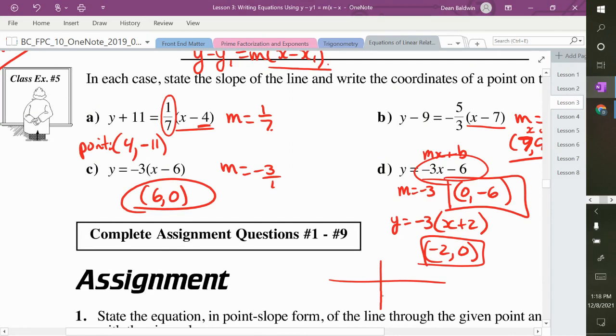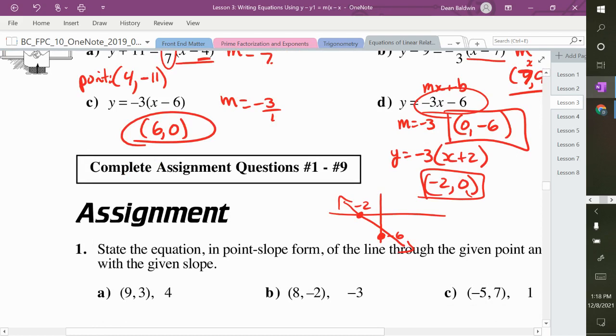you have a y-intercept of negative 6. And if your y value is 0, that means it's your x-intercept, right? Your x-intercept is negative 2. If I could draw a line, it would go through both of those. Okay? So that's what you did. I would accept either one of those as correct answers.